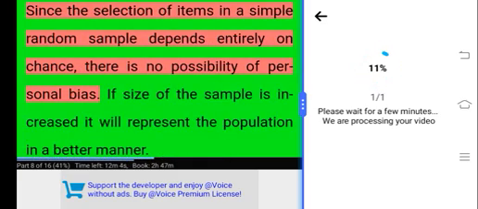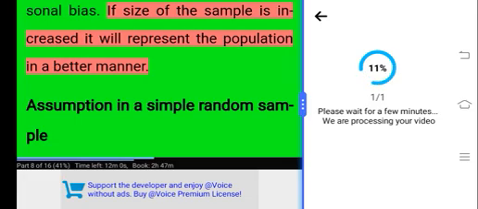Since the selection of items in a simple random sample depends entirely on chance, there is no possibility of personal bias. If the size of the sample is increased, it will represent the population in a better manner.